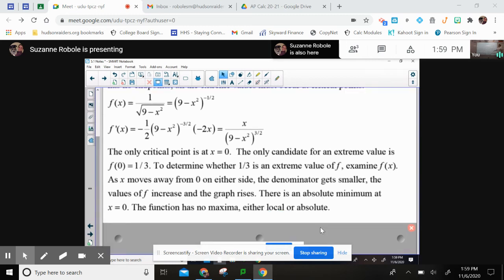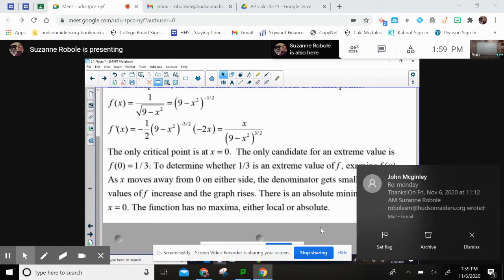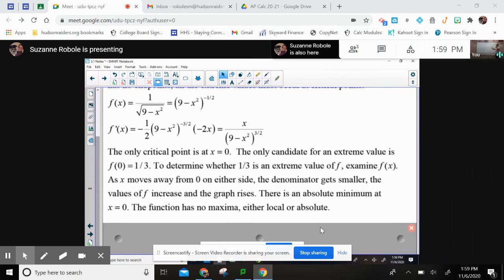So as x moves away from 0 on either side, as we go more positive or more negative, the denominator gets smaller and the values of f increase and the graph rises. Therefore, there is an absolute minimum at x equals 0.